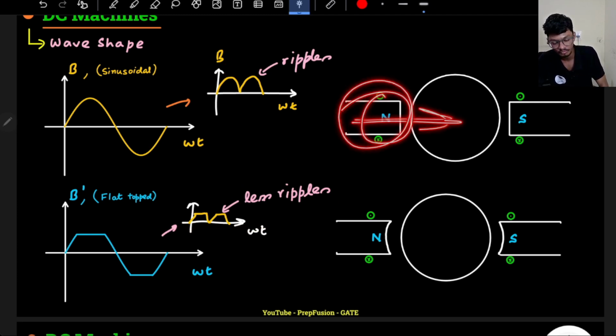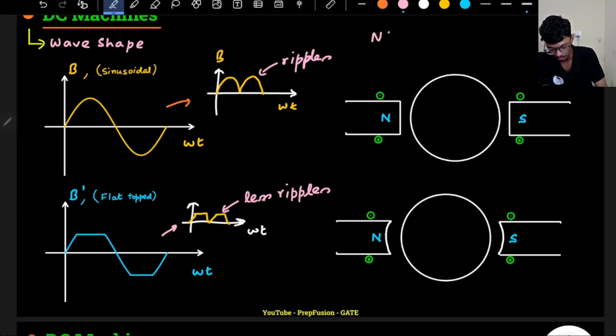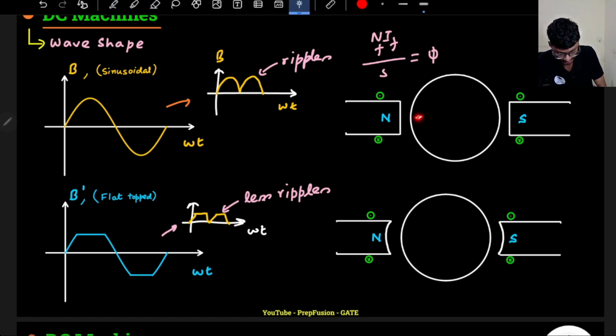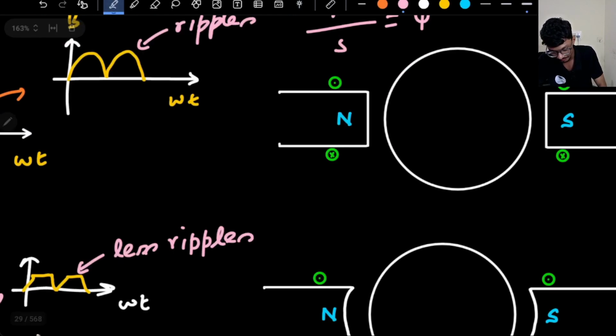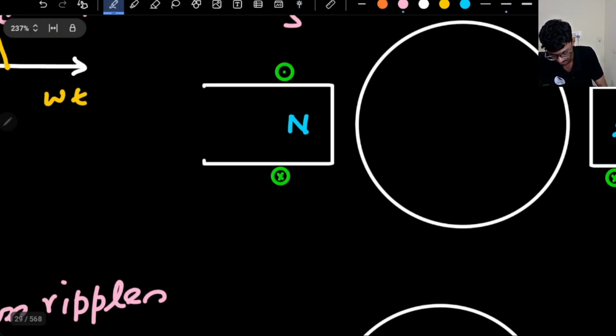What is the MMF provided by this field? It is constant, N_f into I_f, right? Divided by reluctance is the flux basically. This is the formula for flux. So here, if the conductor is here, the length between this field pole is the lowest. Here the air gap is the lowest, correct?